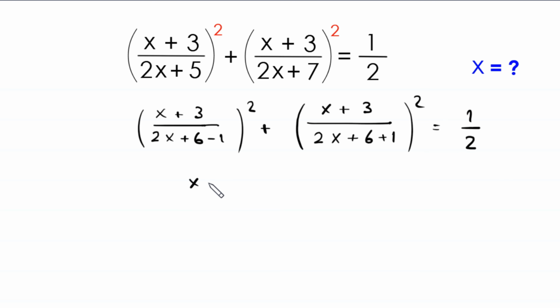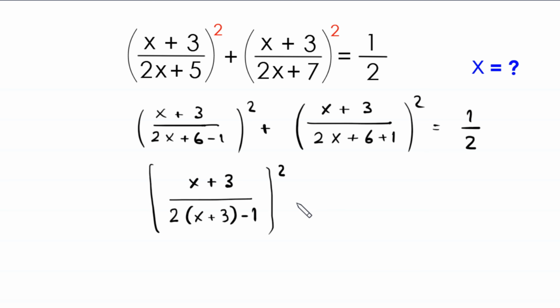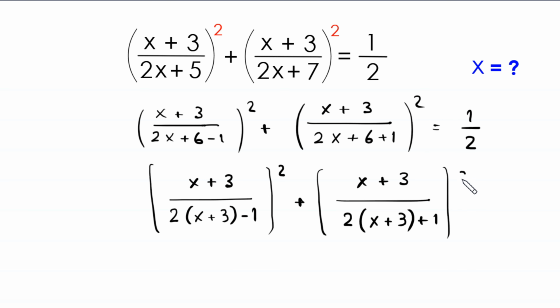Next, (x + 3) divided by, from these two terms we can factor out 2, in bracket left (x + 3) minus 1, whole squared, plus (x + 3) divided by, from these two terms we can factor out 2, in bracket left (x + 3) plus 1, whole squared equal to 1/2.